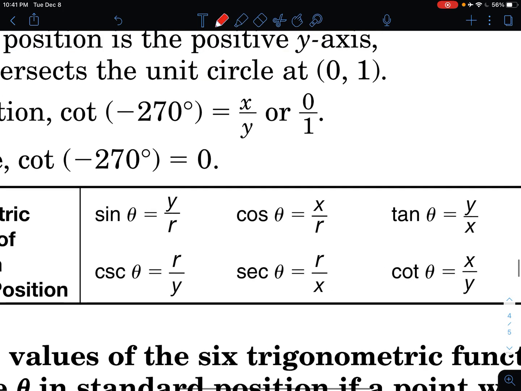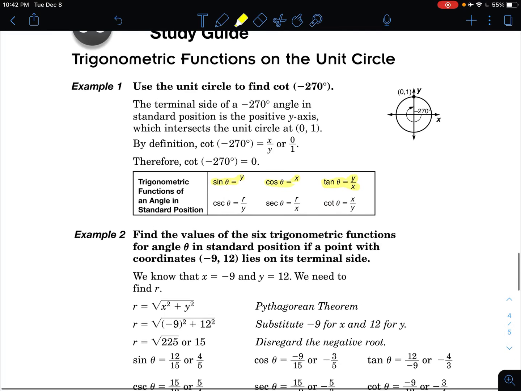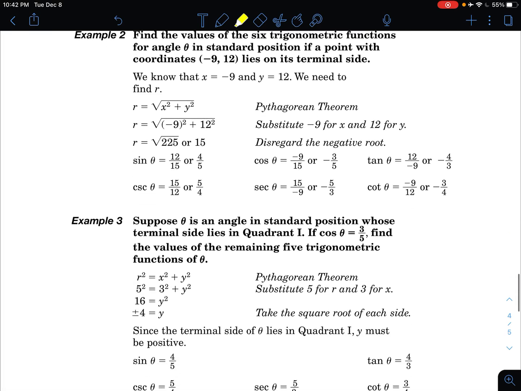So I would just take this and forget about the r part, because that is always 1 when it comes to the unit circle. So when you're dividing by 1, you get what you had originally. So sine of theta is y, cosine of theta is x, tangent of theta is y over x. And so make sure you know how to do that.